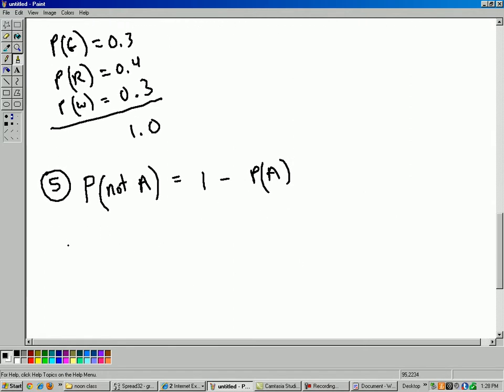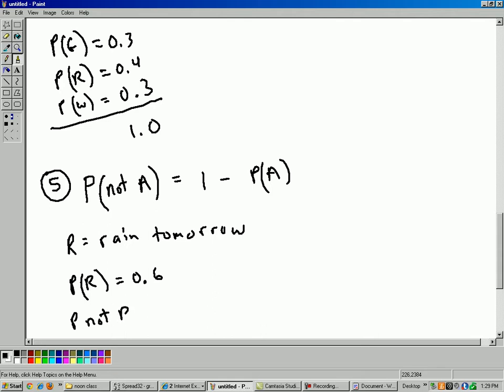Here's an example. Let's say that R is the event that it rains tomorrow. And let's say you listen to the weather report. The meteorologist says there's a 60% chance of rain. So the probability of rain is 60%. You could say 0.6. That means the probability that it doesn't rain, the probability of not rain, is 0.4. Just subtract 1 minus 0.6.